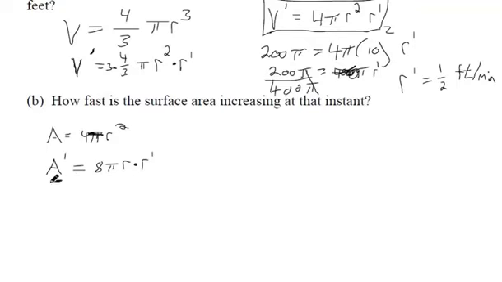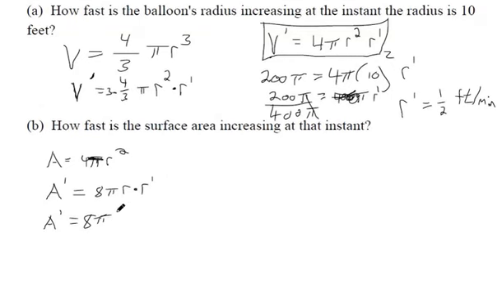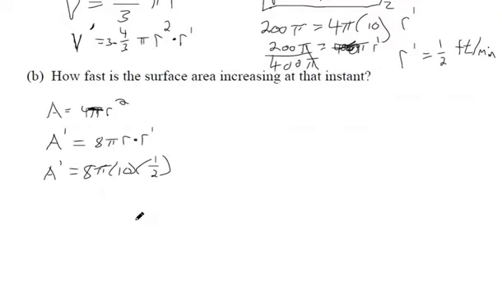Now we have an equation for what we want. We just have to plug in the numbers. At the instant they were talking about above, the radius is 10, so we plug in 10 here. And r prime we just solved to be 1/2. If you simplify that, 8 times 1/2 is 4. 4 times 10 is 40, so that's 40 pi.